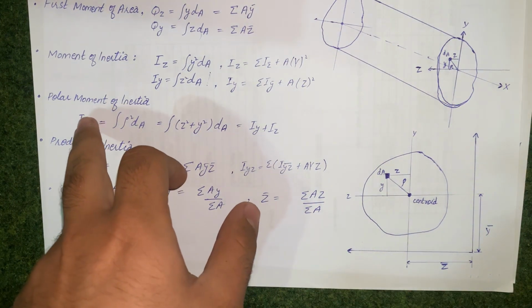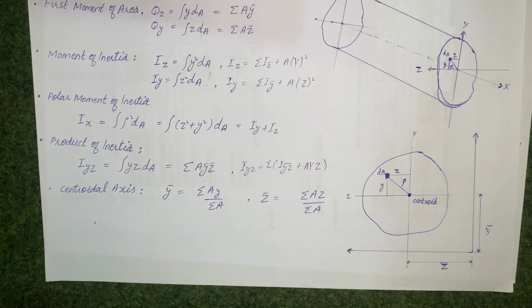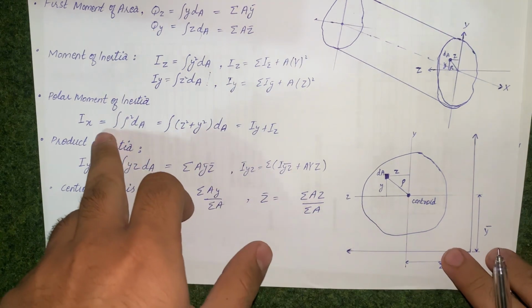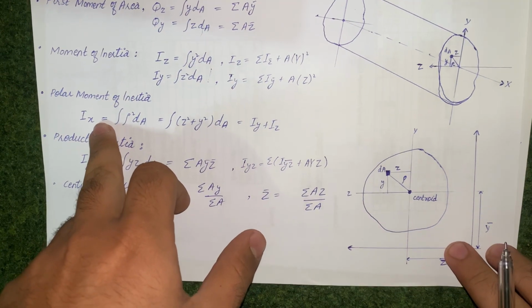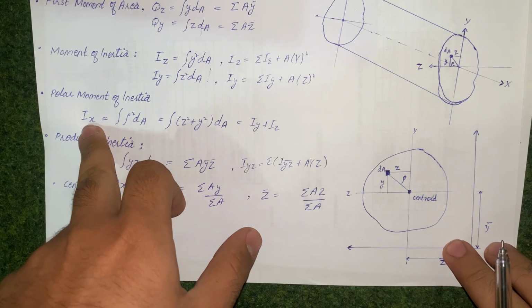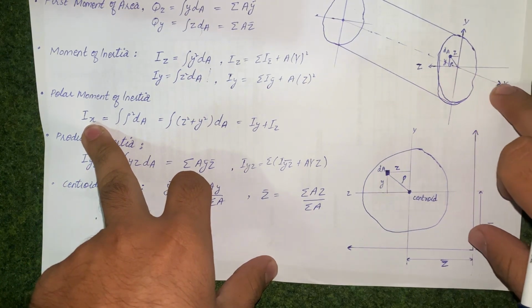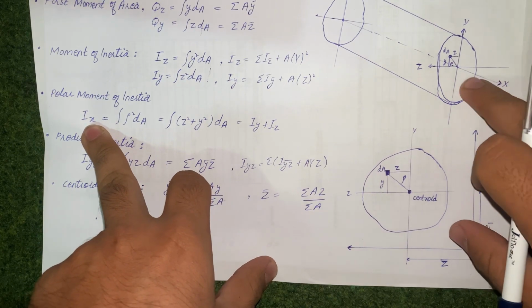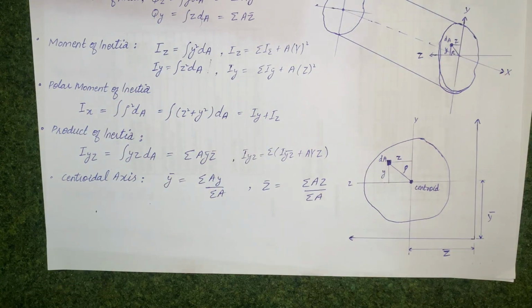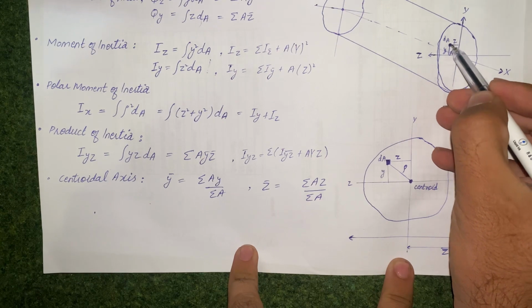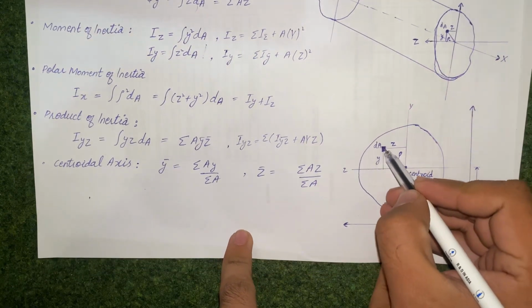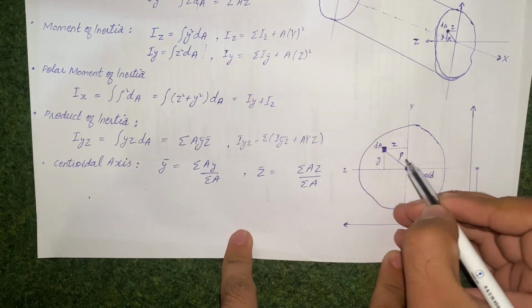So now come towards the polar moment of inertia. It can only be found about the axis which is perpendicular to the cross section. So for this cross section, the axis that is perpendicular is the x-axis. For example, this diagram is in 3D, and I have drawn it here in 2 dimensions.